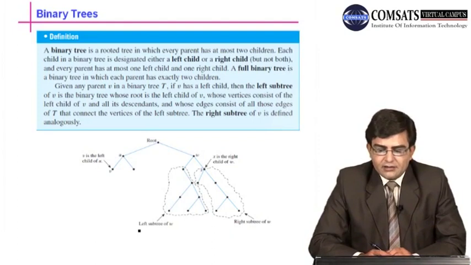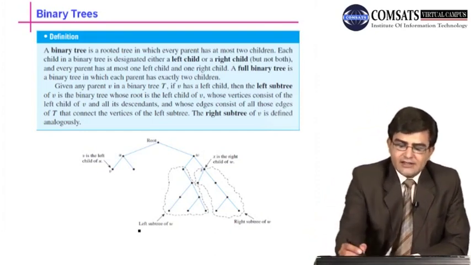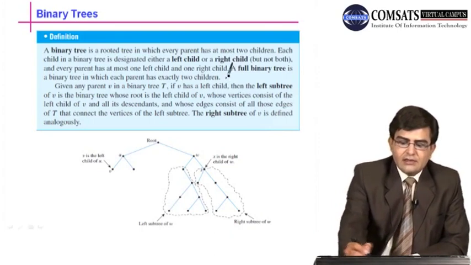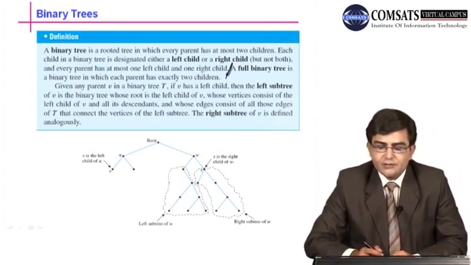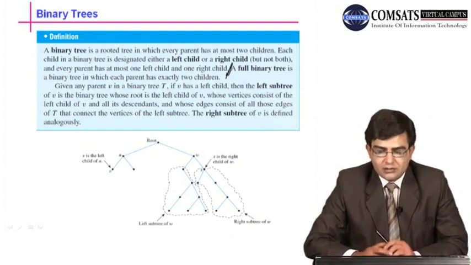A full binary tree is a binary tree in which each parent has exactly 2 children. However, until here we have, in the part of the definition before this, a full binary tree. In this definition they have described that every parent can have or has at most 2 children.